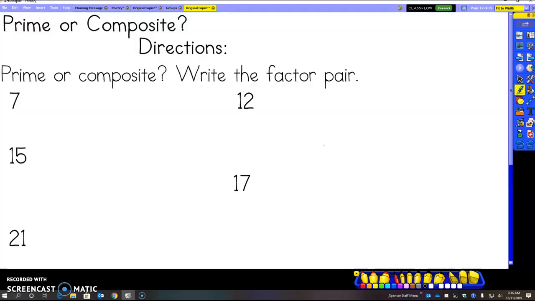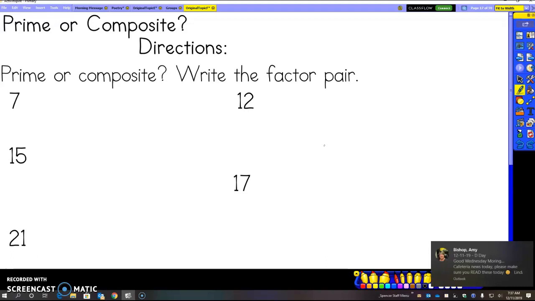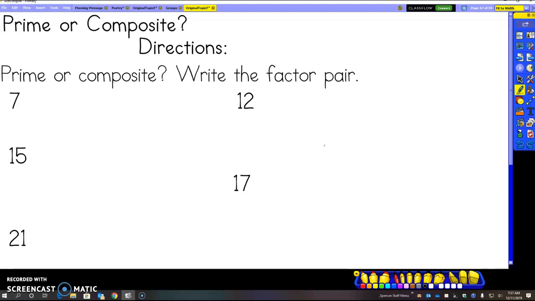All right, for warm up here, we just have some prime or composite numbers, and we're going to write the factor pairs. If you feel like you can do this on your own, go ahead and pause the video and then check your work with me, but I'm going to work through this, so make sure you are following along and that you are writing down your notes appropriately, okay? This is really important stuff.